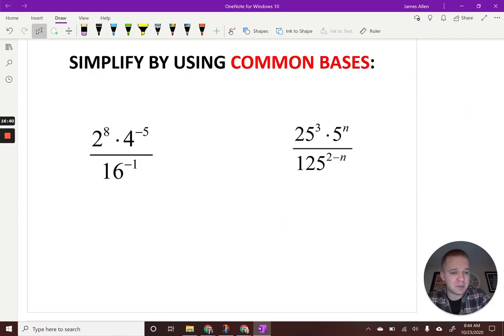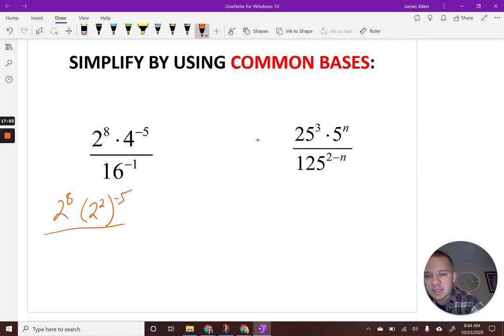Alrighty, another little math trick of the trade. Simplifying using common bases. So let's check out this first example. We have 2 to the 8th, 4 to the negative 5th, and 16 to the negative 1st. You may notice that all of these can be written with a base of 2. And here's what I mean by that. We have 2 to the 8th. 4 could be written as 2 squared to the negative 5th. And 16 could be written as 2 to the 4th. And we still have the negative 1st. So now everything's the same base, which makes it a little easier to simplify.